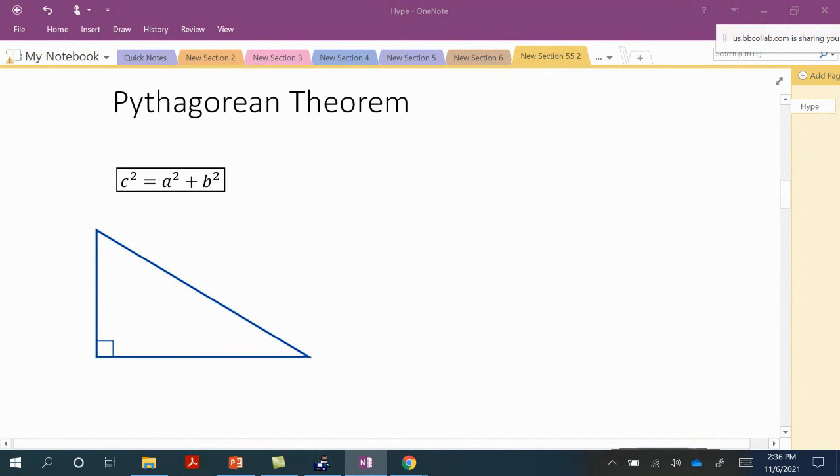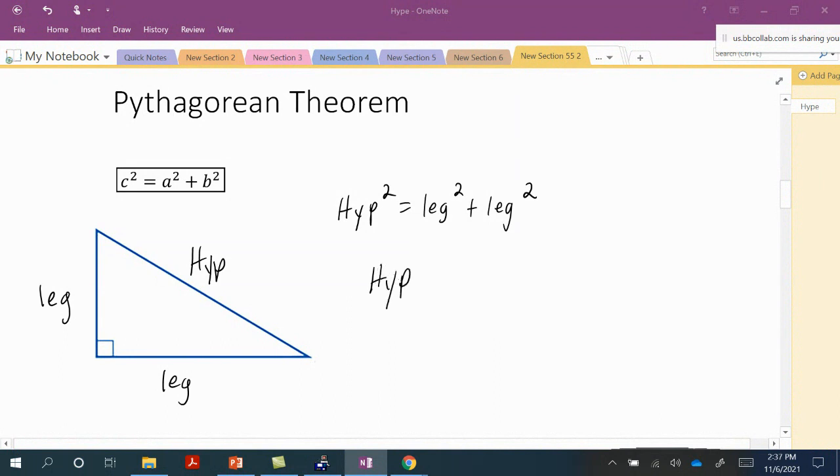I'm going to bypass a, b, and c, and here I'm simply going to use leg and hypotenuse. So I'm going to list out this right triangle as having two legs and a hypotenuse. I'm going to write out the Pythagorean theorem in this fashion: the hypotenuse squared is equal to the sum of the legs squared. Right? So keep in mind, we never find the hypotenuse squared. We always find the hypotenuse.